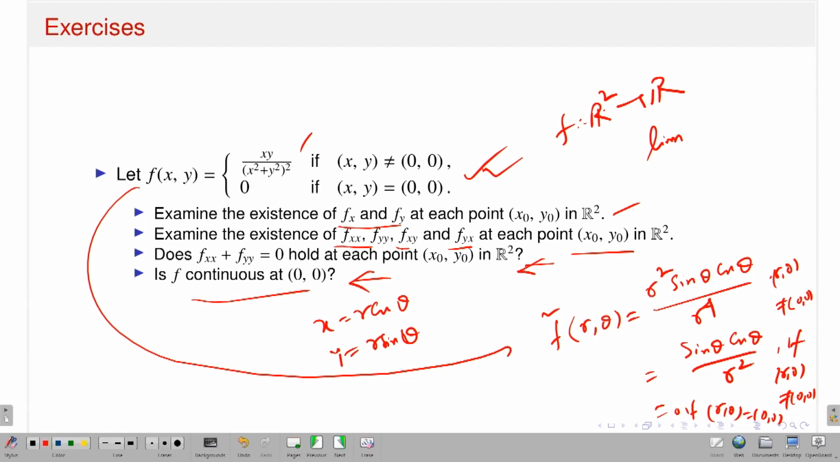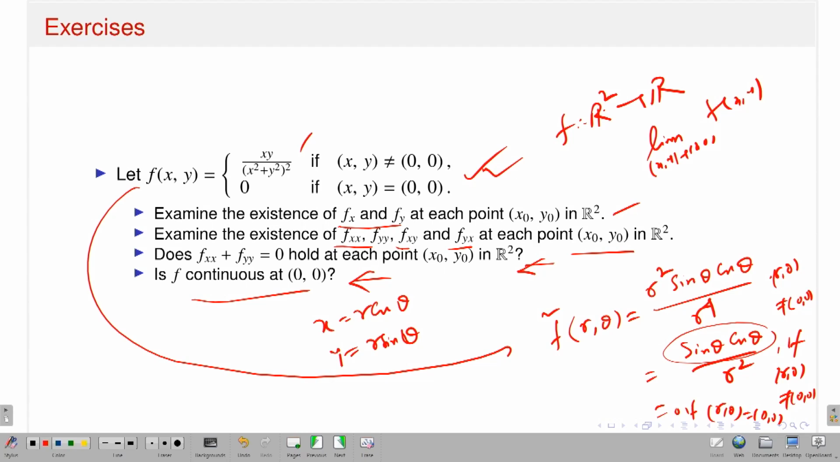So if r approaches 0, what will happen? Looking at the function, if r, theta is non-zero, it is sine theta cosine theta divided by r square, right? If I want to talk about the continuity of f at the point 0, 0, that means somehow I have to talk about the limit as xy goes to 0, 0 of f of xy. That means I want to talk about whether that limit exists or not. If it exists, whether it is equal to the value of f at the point 0, 0, right?